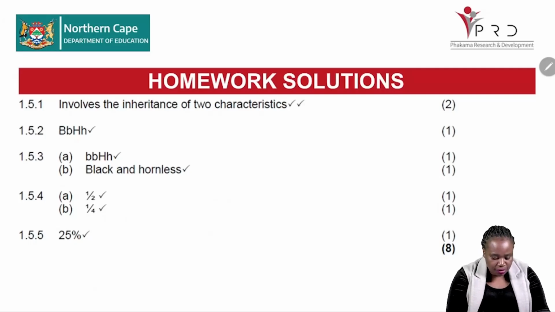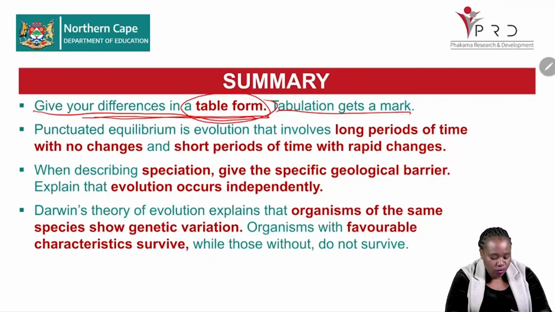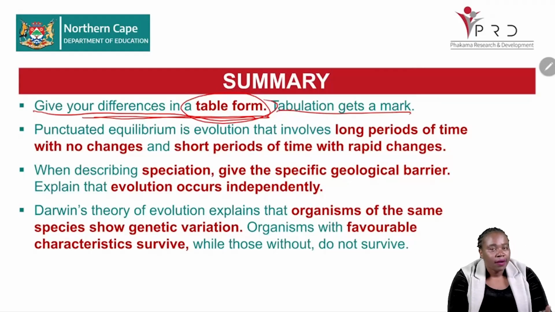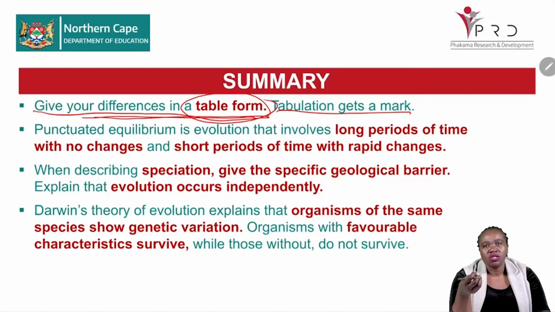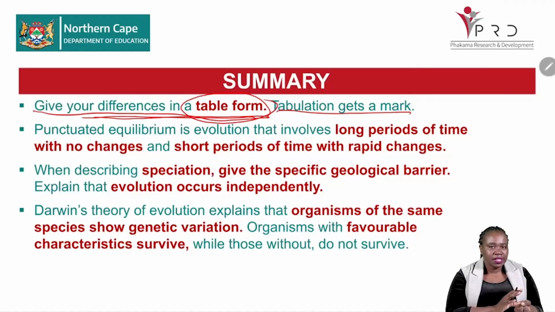Now, just to wrap up what we discussed today, differences. When the question says tabulate, give in a table form so that you can get a mark for the table. And then punctuated equilibrium is the evolution that involves long periods of time with no changes, which alternates with short periods of time with rapid change. That does not change, right? Unless you are given a scenario whereby you should describe what has happened. Other than that, that is simply how you talk about punctuated equilibrium. And as I've said, you should be able to differentiate punctuated equilibrium with gradualism.